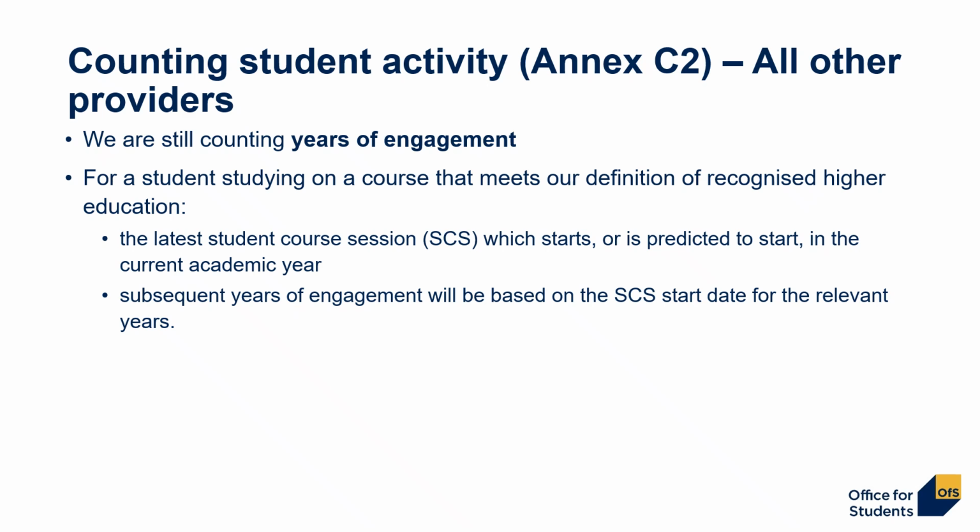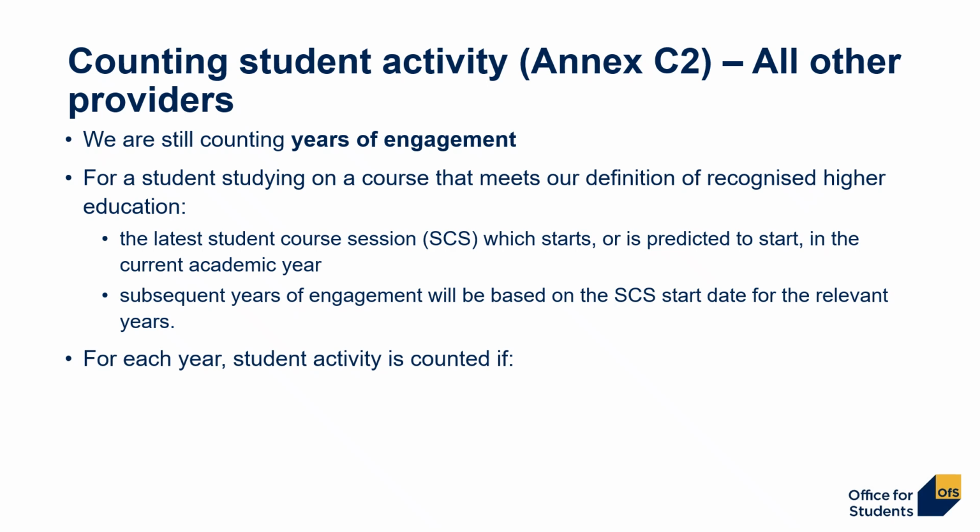Second and subsequent years of engagement will be based on the relevant student course session for that academic year. So if a student started their first SCS on the 4th of October 2024 for the 2024-25 academic year, and their second student course session starts on the 28th of September 2025 for the 2025-26 academic year, the year of engagement would start on the 28th of September 2025.